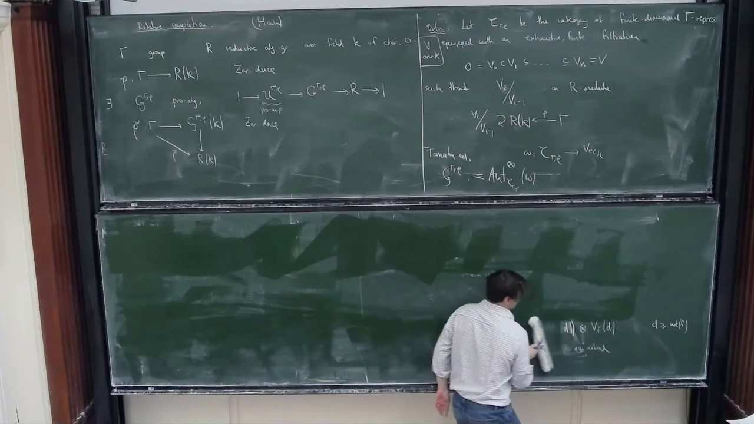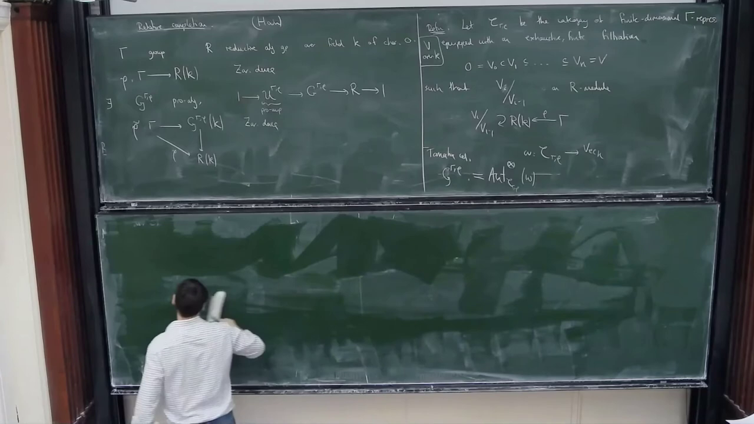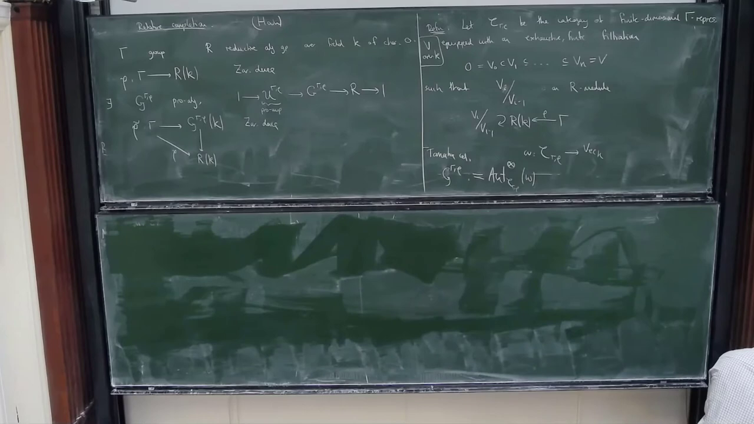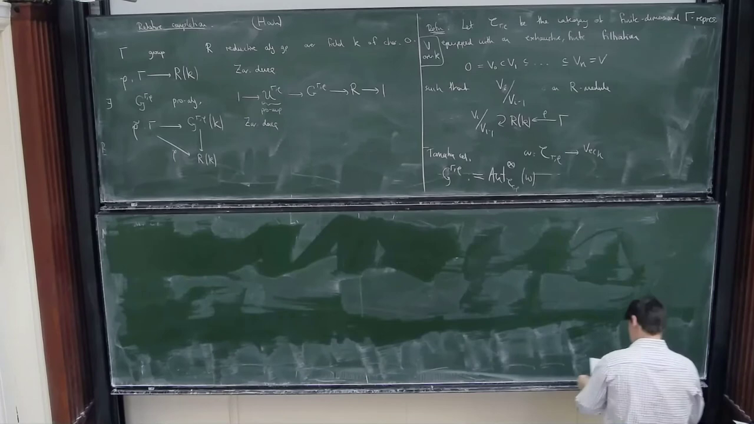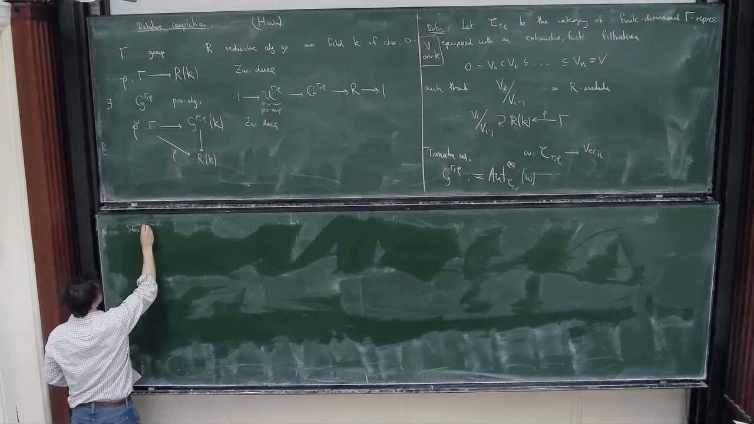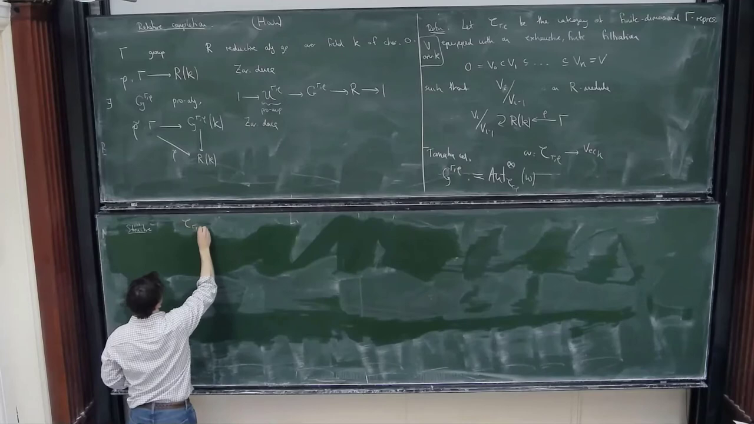If you like, it's the group which classifies this particular family of representations of a discrete group, which are filtered and whose associated graded is of a specific type. They come from R. Okay. So briefly, I'll say something about the structure. Running out of time. So structure, there's an obvious functor from this to representations of gamma.